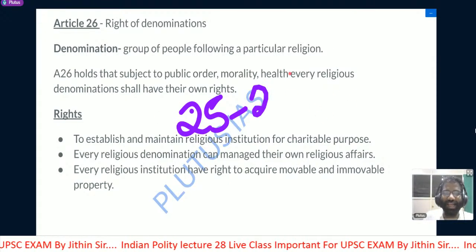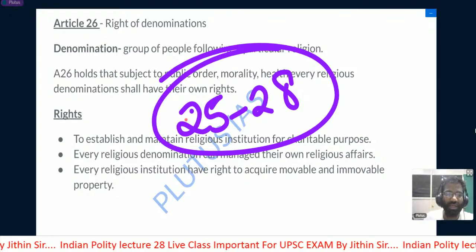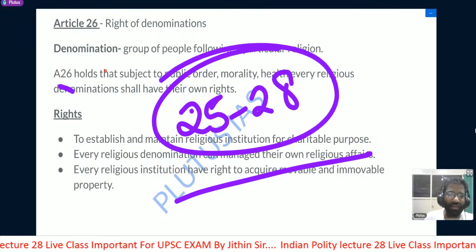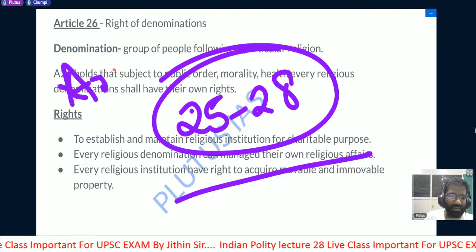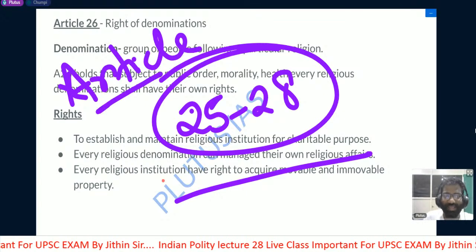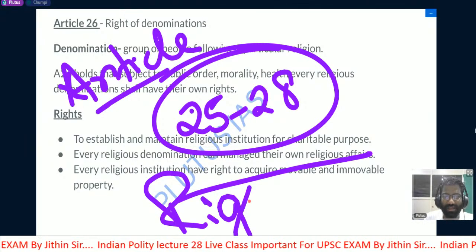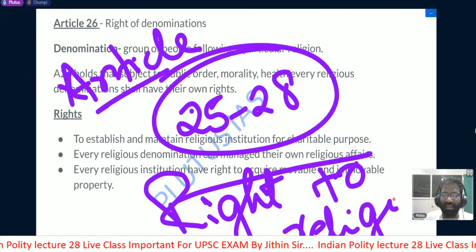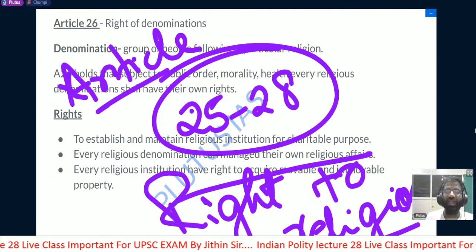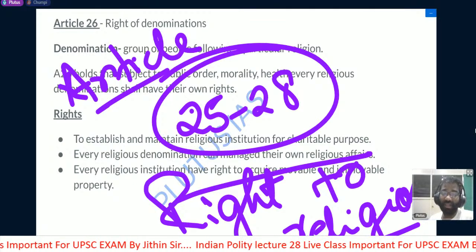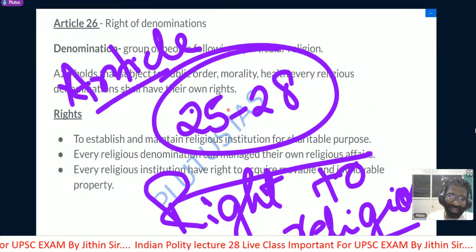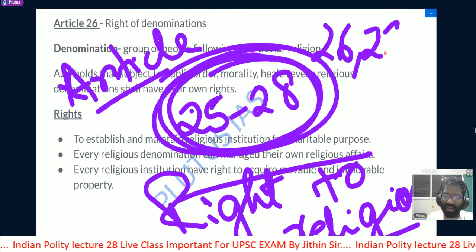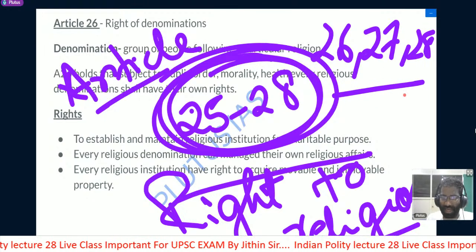Article 25 to 28 deals with what? Article Chumpi, tell me, what is Article 25 to 28 related to? Religion. Yes, it deals with the right to religion. Article 25 to 28 deals with the right to religion. So basically what we need to do is cover 26, 27 and 28 to complete these articles.